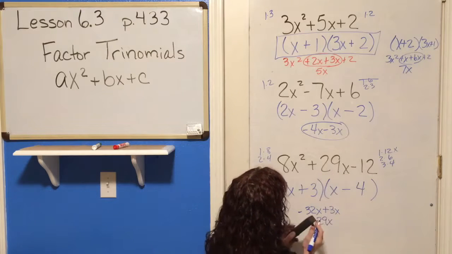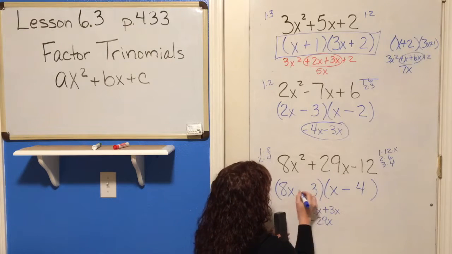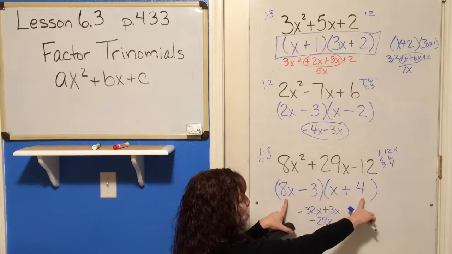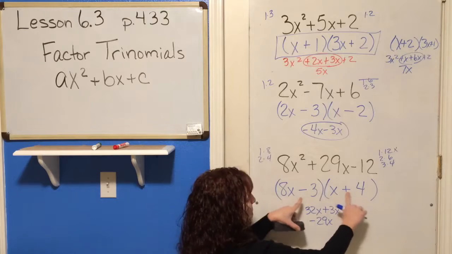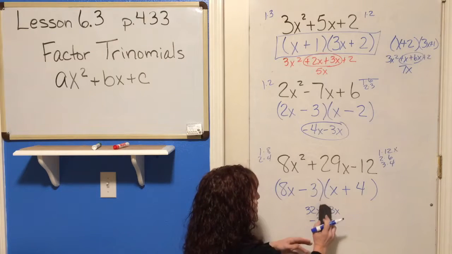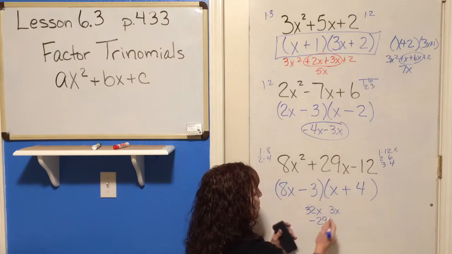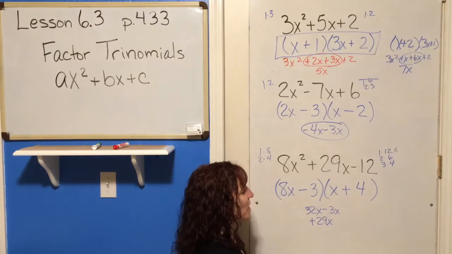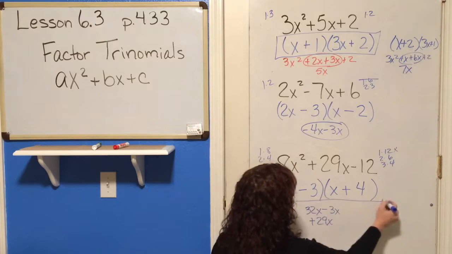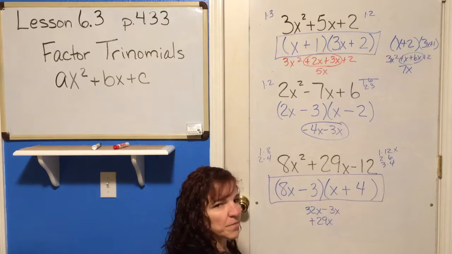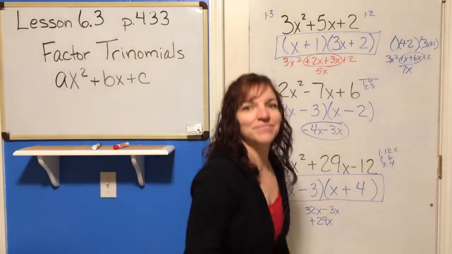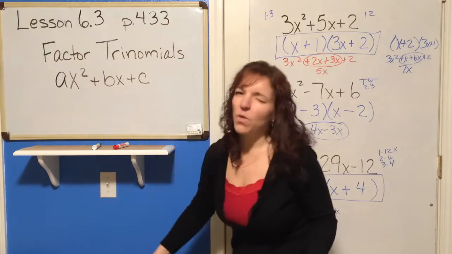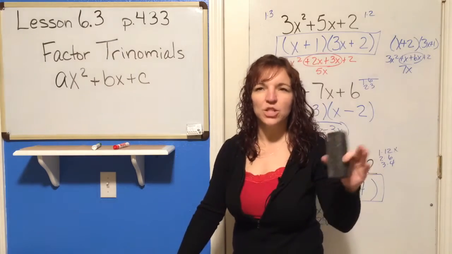So that's a quick, easy fix. What we're just going to do is make this negative and this positive. And now the 32x becomes positive and the 3x becomes negative. Do you see where I'm getting these numbers, I hope? And so now 32 minus 3 is a positive 29x. So this is your final factored answer. All right?